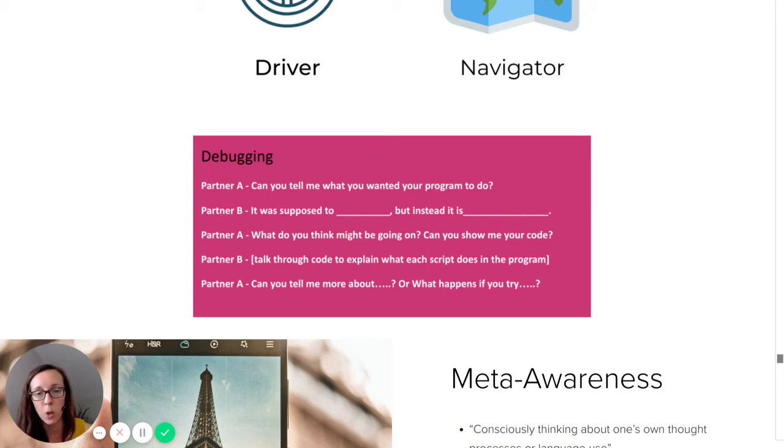So, can you tell me what you wanted your program to do? And partner B says, well, it was supposed to do blank, but instead it is blank. In this way, partner A and partner B have a set script that they can follow so that they can channel their ideas into really productive conversations.